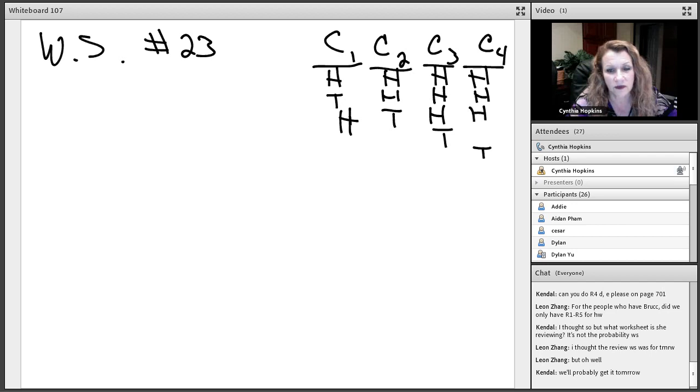Because otherwise it'd be very easy to get confused. So I put the 1 tail in each of those spots. Okay, we've got 5 so far.